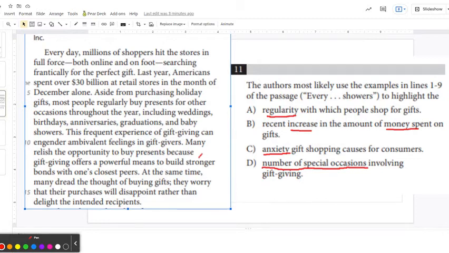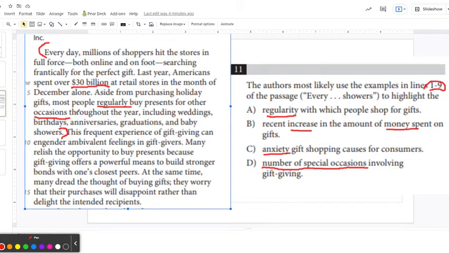Now let's look back at the passage. We are going to focus in on lines 1 through 9, starting with the word every, continuing through until the word showers. And I'm just going to scan for these keywords. Here is 30 billion, so that has to do with the money. Number of special occasions, here's occasions. And here's the word regularly, that has to do with the regularity with which people shop for gifts.